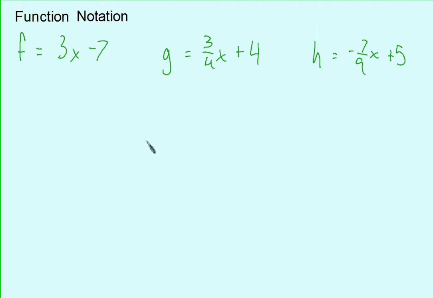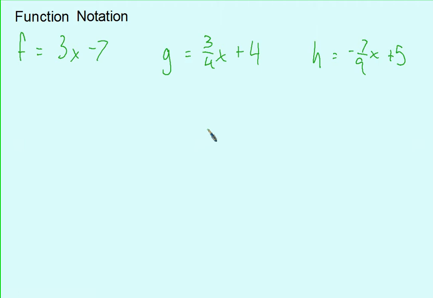Now I can say, look at g, let's put 5 into the x of g, and let's put 12 in for x in the function h. And now we have a way to talk about them and distinguish them one from another, okay?